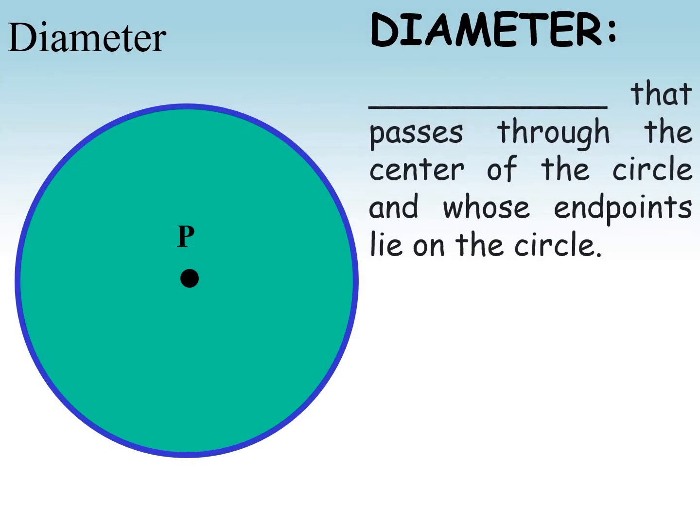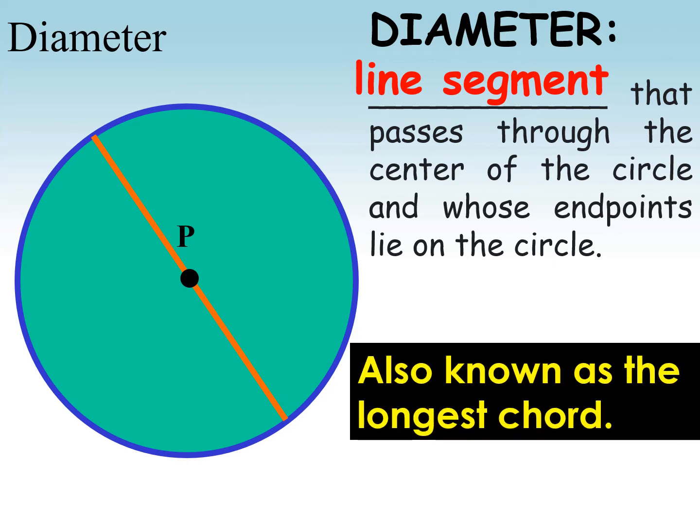Now, diameter is a line segment that passes through the center of the circle and whose endpoints lie on the circle. And diameter is also known as the longest chord. So therefore, diameter is considered as a chord.